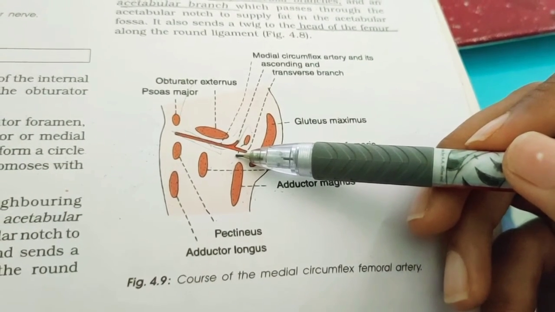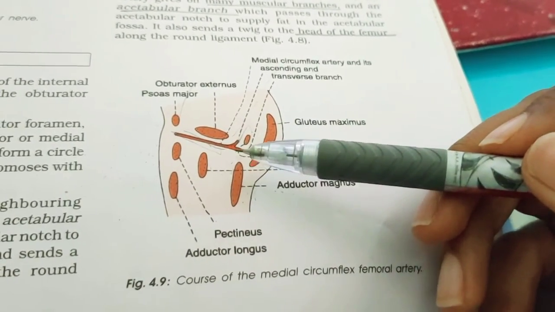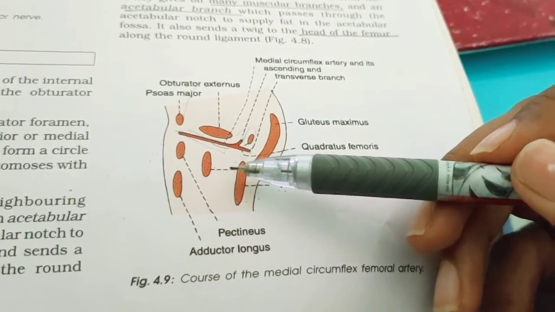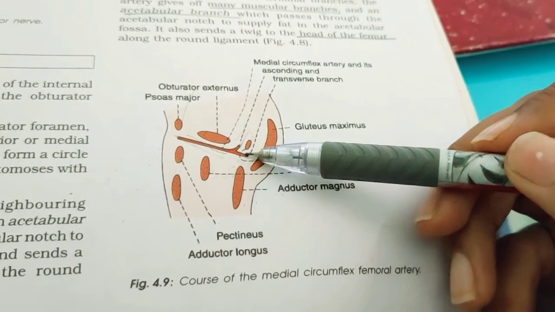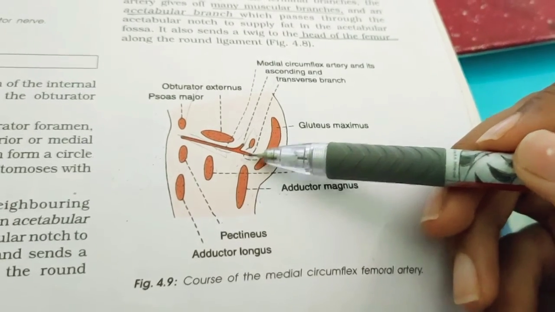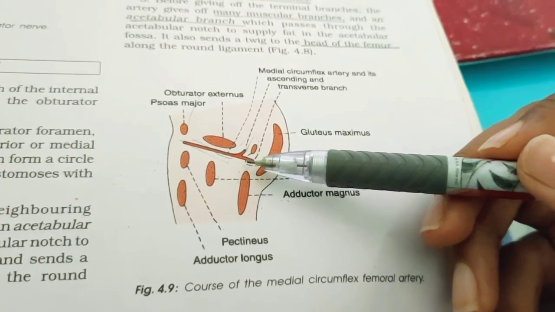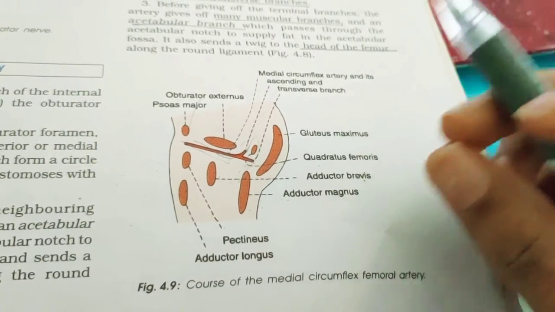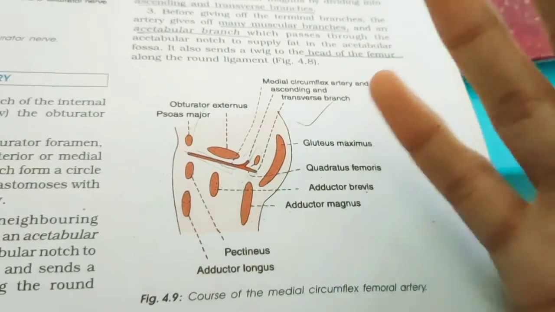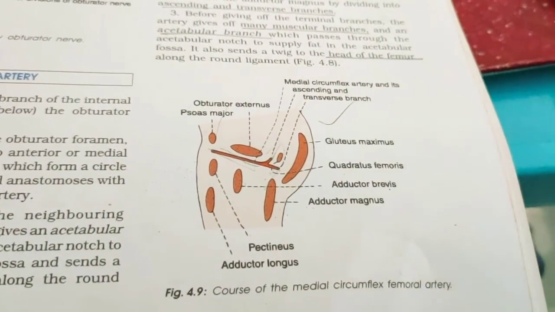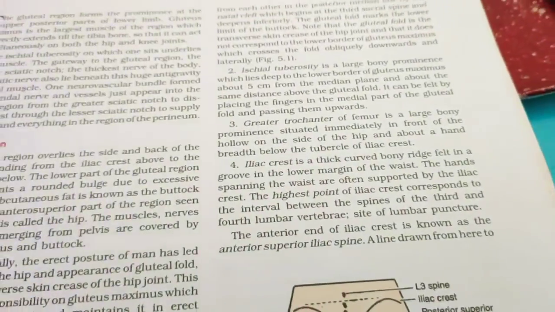If you remember what the acetabulum is, in the hip bone on the lateral side you have the acetabulum, which articulates with the head of the femur to form the hip joint. That acetabular notch is also supplied by the acetabular branch of this artery, and it also supplies a twig to the head of the femur along the round ligament. So this is about the circumflex femoral artery. By this we have completed the whole medial compartment of the thigh. Next we'll start with the gluteal region.